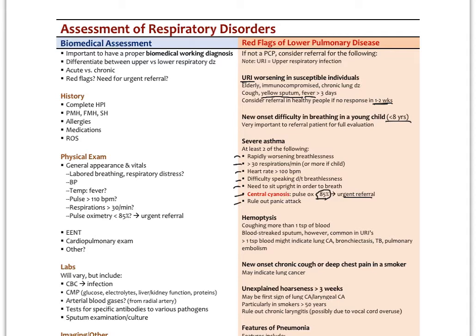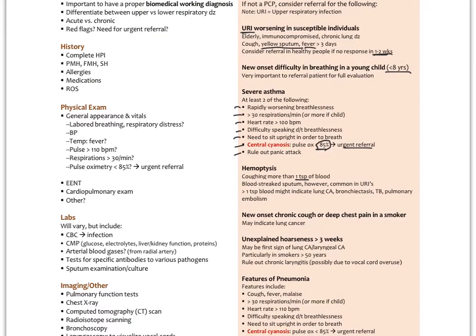Hemoptysis, vomiting or coughing up more than a teaspoon of blood. Blood stained sputum is actually not uncommon even in upper respiratory tract infections, so that's not a reason to panic. But anything more than a teaspoon could indicate worst case scenario lung cancer. It could be something like bronchiectasis we'll talk about, pulmonary TB, or a pulmonary embolism, and so forth. So that would be a potential red flag that needs further assessment.